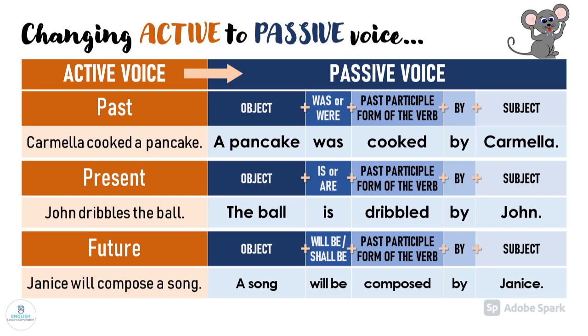Janice will compose a song, which is the object, followed by will be or shall be, then the word composed, which is the past participle form of the word compose, followed by the word by, and the simple subject, which is Janice. The sentence is now, a song will be composed by Janice.